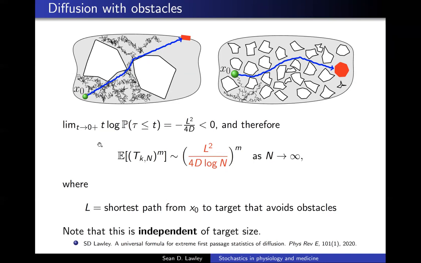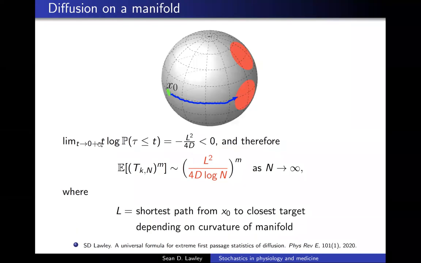We can do it on a manifold. So you have diffusion on this curved surface. You have multiple targets. Same story, but now L is the shortest path from the starting location to the shortest target, or excuse me, to the closest target. You have multiple targets, and this shortest path depends now on the curvature of the manifold.